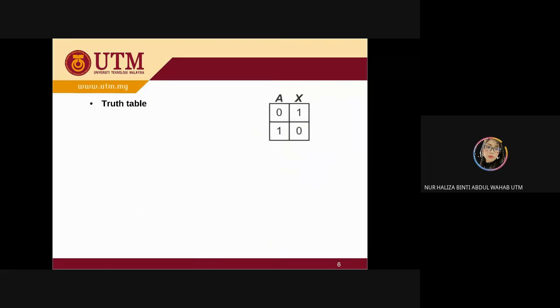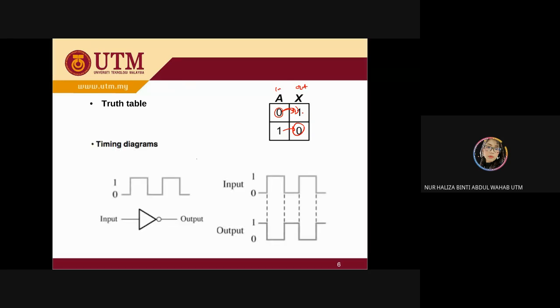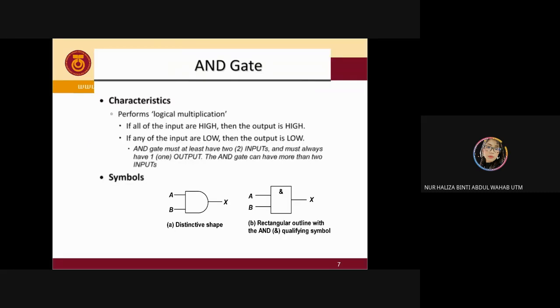So, the truth table is like a toggle. This one is your input, this one is your output. You have input 0, toggled to 1 for the output. Input 1, you get a 0 for the output. And the timing diagram will also be a toggle. If you have 1, your output will be 0. If you have 0, your output will be 1. It's very easy. Now we go to our AND gate.